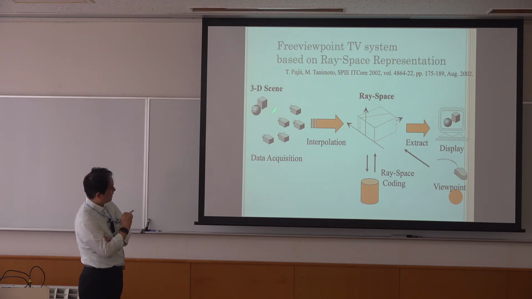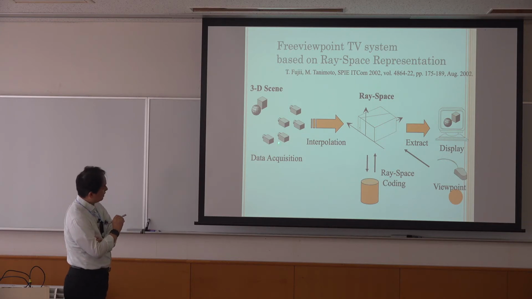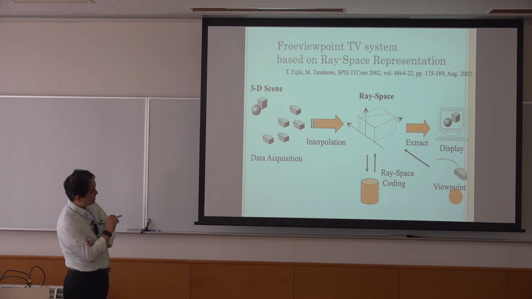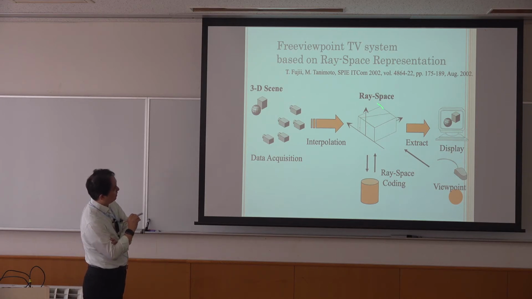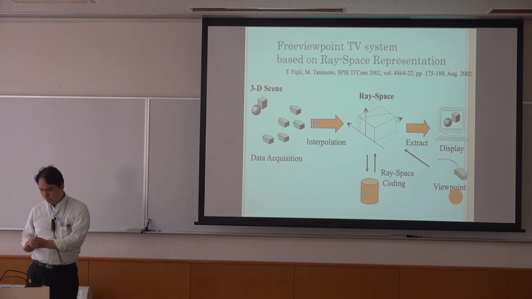The scene is captured by some means, for example, many cameras. Some interpolation or processing is done, and we get ray space. This is an in-between data format, a common data format. Ray space coding, compression, and processing is done at this stage. Then at the receiver, we just extract the cross-section of the ray space. Then we can see an arbitrary viewpoint image, free viewpoint images. This is called the free viewpoint TV system.